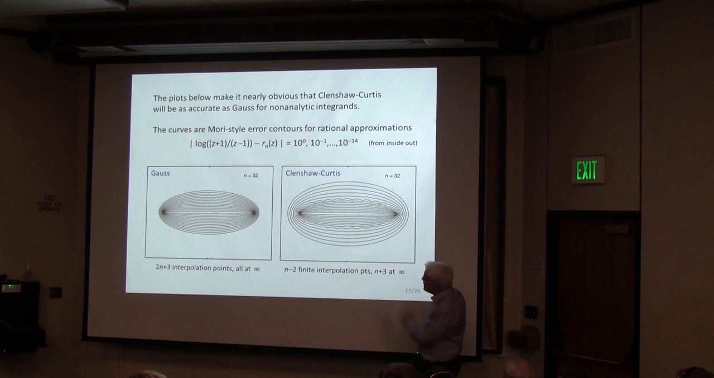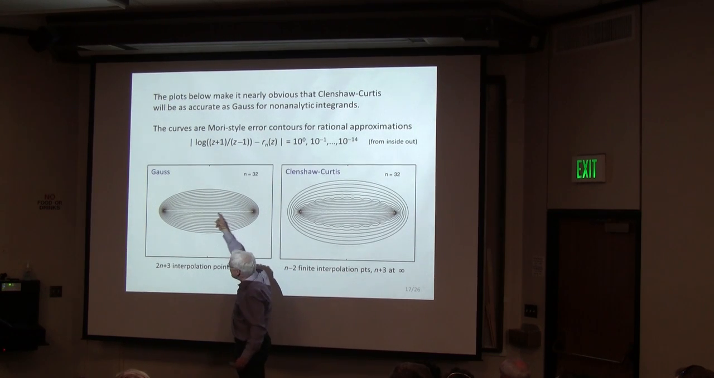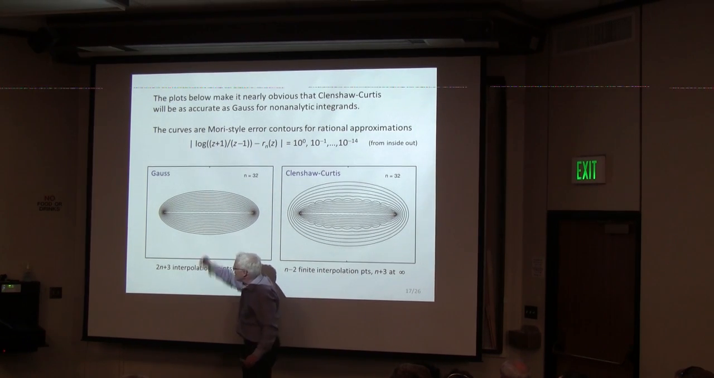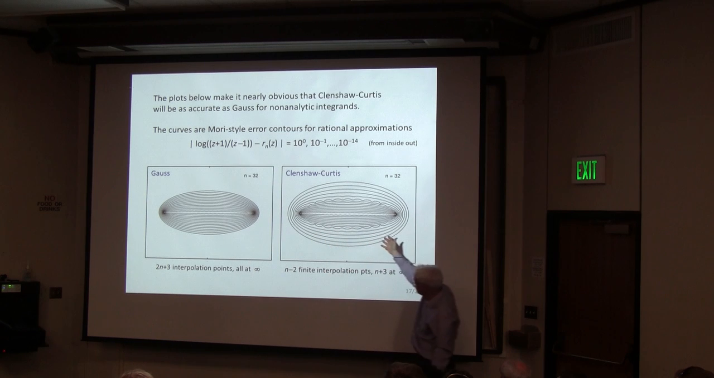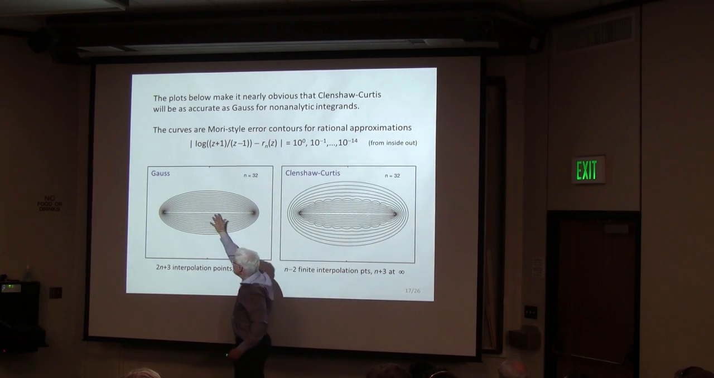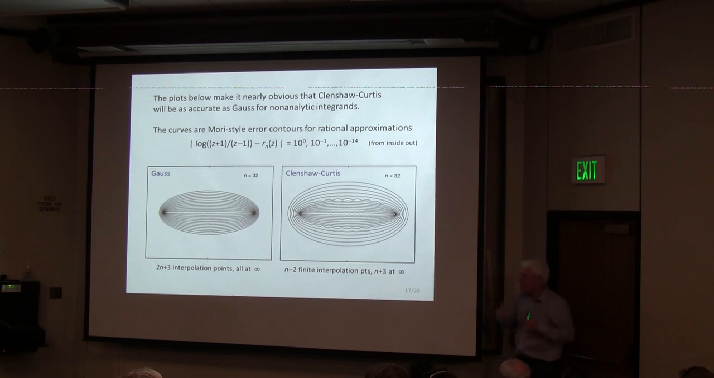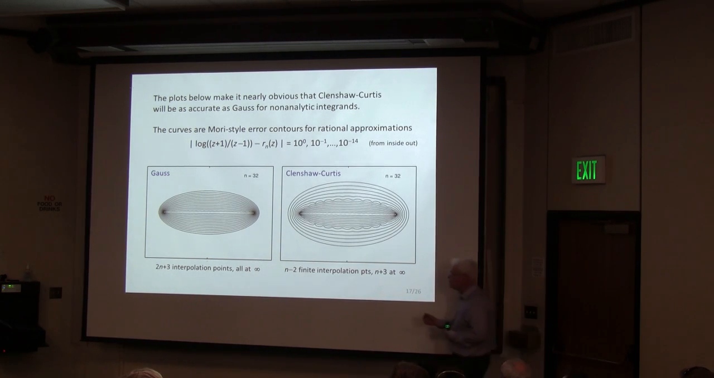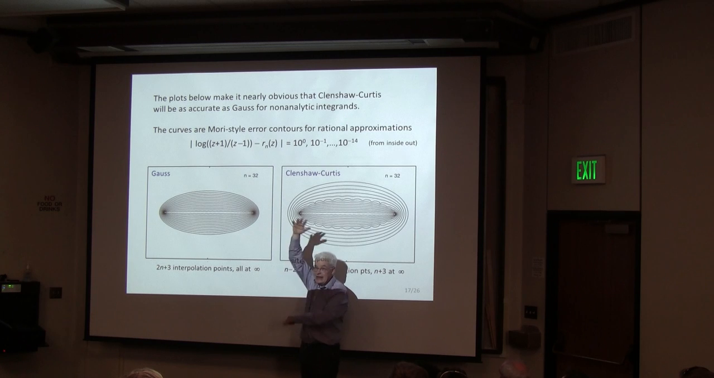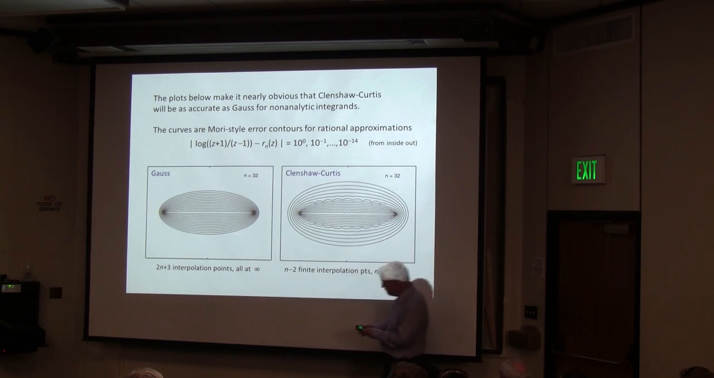I figured this out by looking at beautiful pictures of rational approximations. This is errors in Gauss quadrature rational approximations compared with errors in Clenshaw-Curtis rational approximations. I drew these pictures and you immediately see that near the unit interval, they're the same. It's only far out that they're different. And if your mind is in the right place, you immediately conclude that unless your function is analytic in a big region, Gauss and Clenshaw-Curtis will have the same errors.